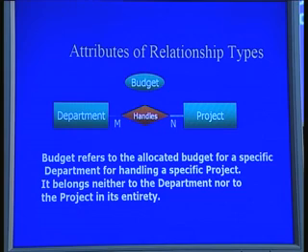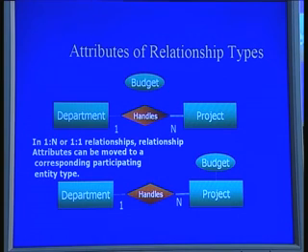So it belongs neither to the department nor to the project in its entirety. However, there are certain kinds of relationships where we can actually move the attributes from the relationship type to one of the entities. Okay. What are those kinds of relationships? Take a look at this slide here.